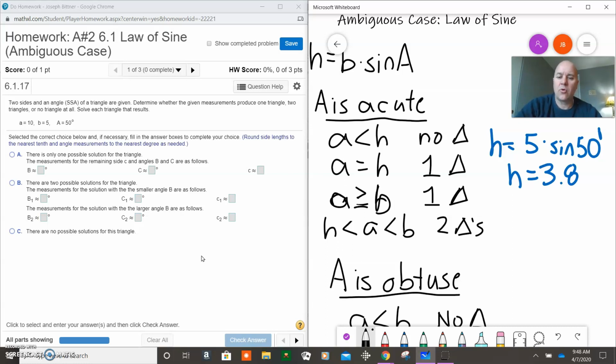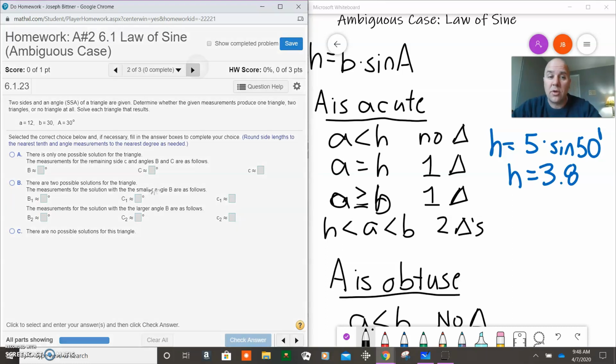Is a greater than b? Well, if we look at this, a is greater than b. Wow, if a is greater than b, then that means we're going to have one triangle. And really the whole process is the same as the law of sines, just like assignment number 1. I don't want to waste any more time because that's easy.